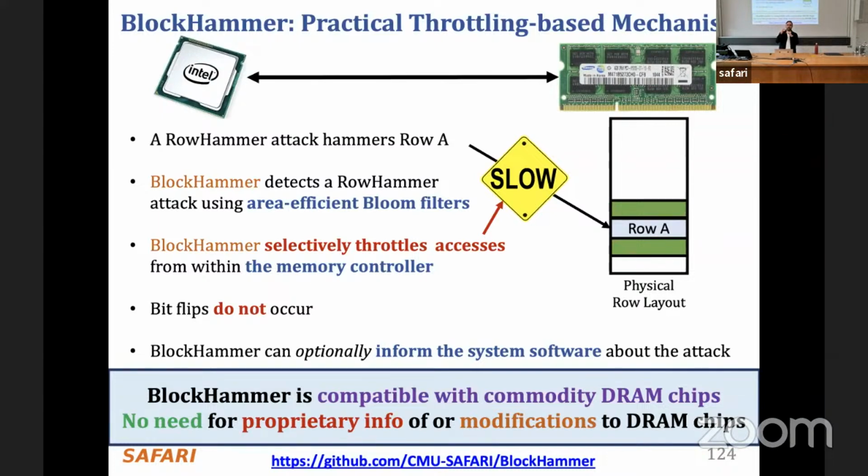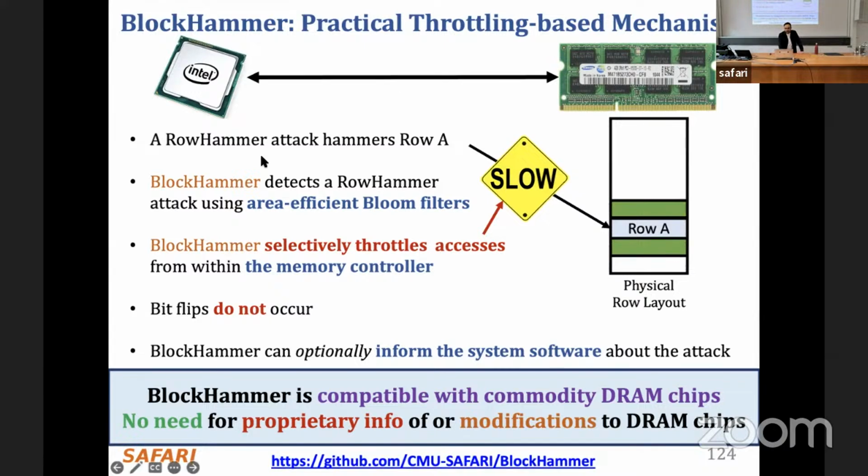aggressor row, right? But inside DRAM chips, there's a row address mapping that can scramble the logical row addresses in the physical layout. So row A+1 might not be next to row A, for example. And this is proprietary information. You don't have access to this information. And there have been a lot of RowHammer mitigation mechanisms proposed to be implemented inside the memory controller that perform victim row refreshes, which is not really practical without having that information. So here in this work, we tackle that problem. That's the challenge with compatibility with commodity DRAM chips.